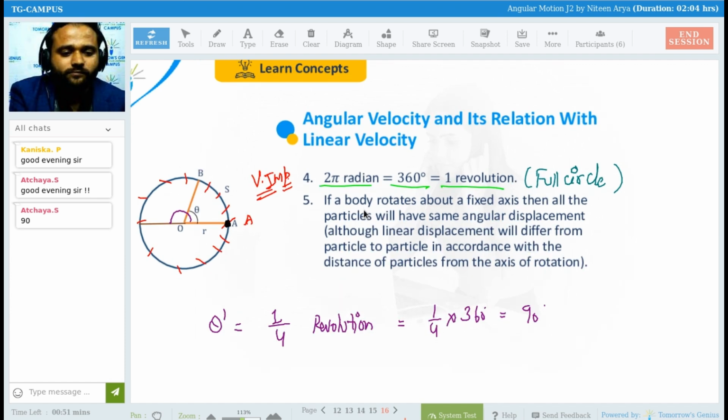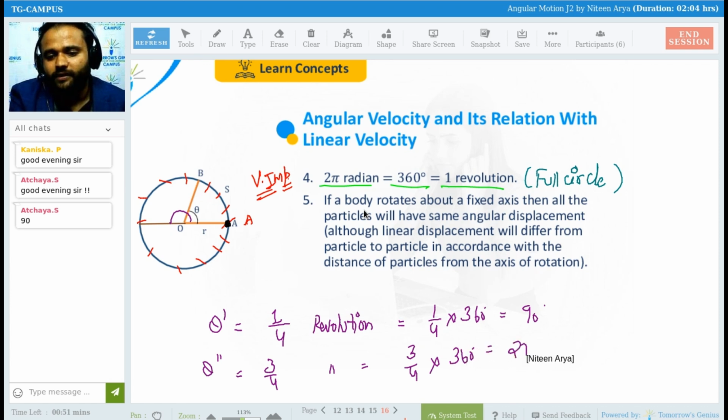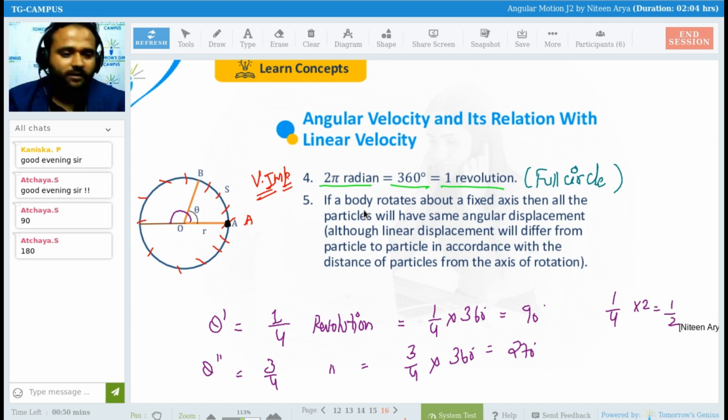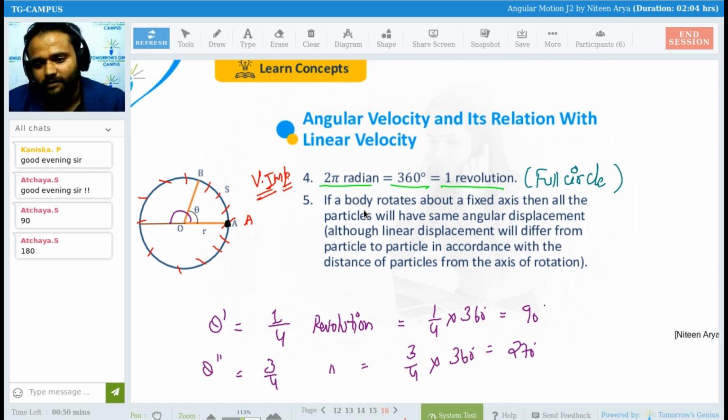3 by 4 is theta double prime, which is 3 by 4th of a revolution, that is 3 by 4 of 360 degree, that is 270 degree. Nothing special, you just need to multiply by 3. And obviously if you know 1 by 4, then 1 by 2 is 2 into 1 by 4. Got it? So that is 180 degree. In this way you just need to understand, not learn anything. You don't need to learn anything here. Okay, so this is the terminology.